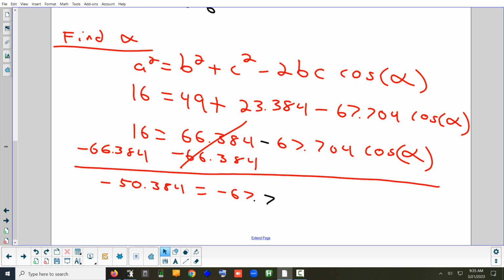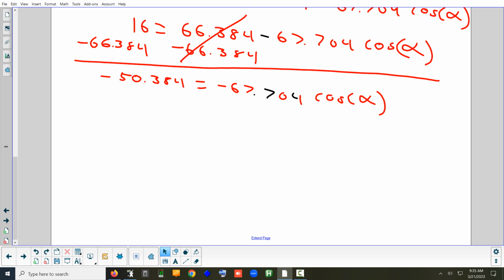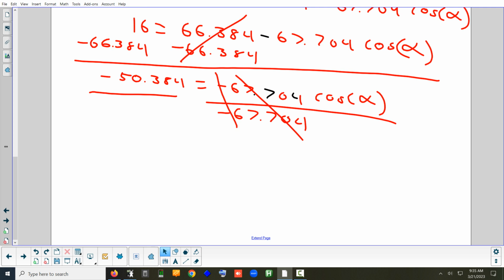Negative 67,704. Okay, so now I have 2 things left to get rid of next to alpha: the negative 67 and the cosine. What would I do next? Yep, divide both sides by negative 67,704. That's going to cancel the negatives and the 67. And that's going to cancel the negatives on the other side.